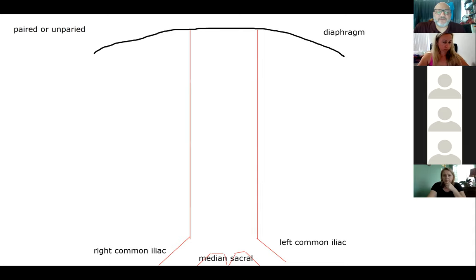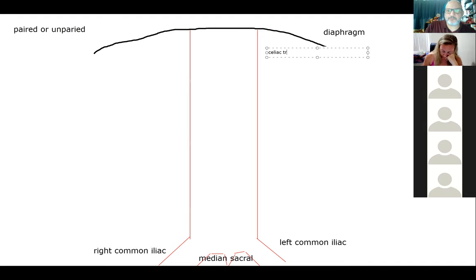What is the first blood vessel? Is it the left inferior phrenic? No. There we go, celiac trunk. Celiac trunk. Is it a paired or unpaired blood vessel? Unpaired. Excellent. So it is a single blood vessel that comes off of here, right off the middle, and it is a trunk. What does that tell us? It branches. Yeah, it's short and it branches almost immediately.